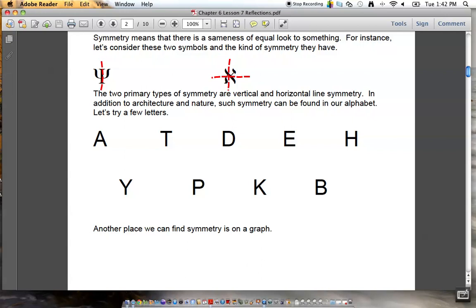Okay? I would like you to go through all of the next letters and on your paper, put a check mark next to all of the letters that have vertical line symmetry. All of the letters that have vertical line symmetry. What does symmetry mean again? What does symmetry mean again? All right, Chris has it, but I want the whole class to have it. What does symmetry mean? Same on both sides. Very good.